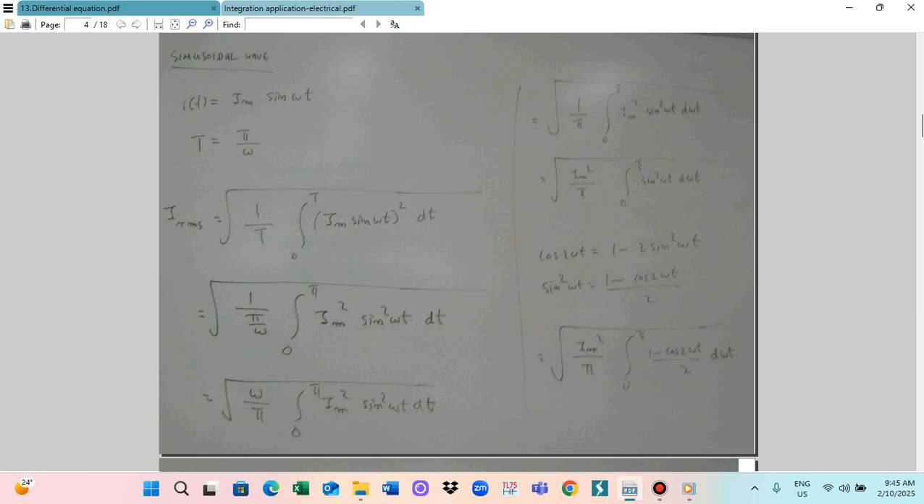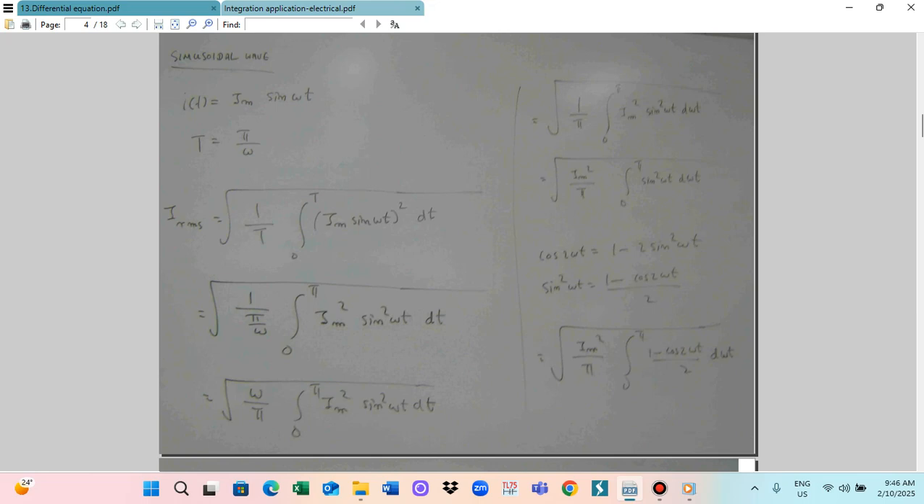We substitute here and then we have to make the integration. This 2 is a constant, so take out the 2. So this becomes Im squared by pi, and the 2 is taken out here. Integration 0 to pi of (1 minus cos 2 omega t) d omega t. So this is Im squared by 2 pi, integration 0 to pi d omega t minus integration 0 to pi cos 2 omega t d omega t.